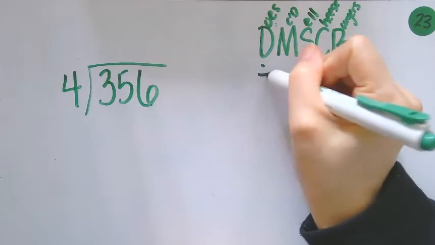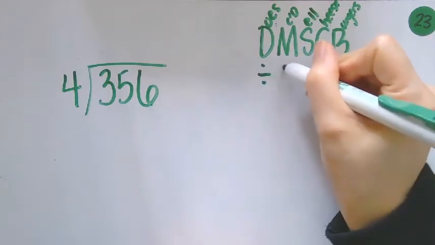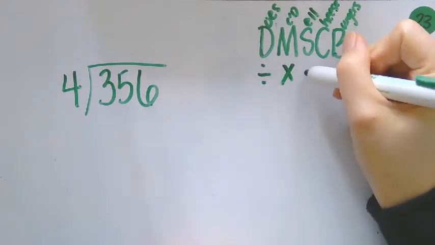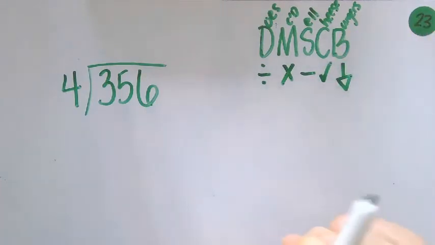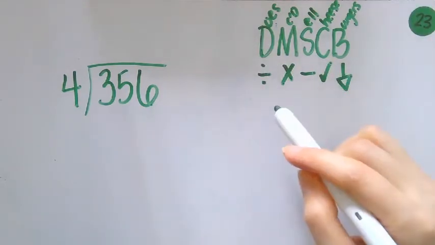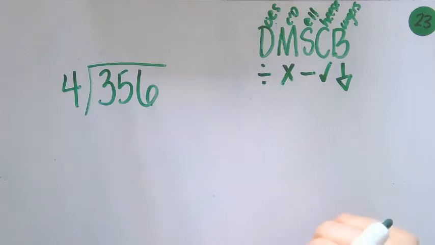The D reminds us that we're going to divide first. M for multiply, subtract, check, and finally bring down. All right, so this should be very familiar, just a review. So now let's get some practice in.